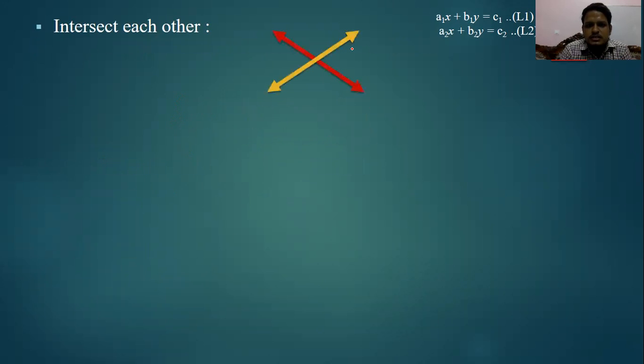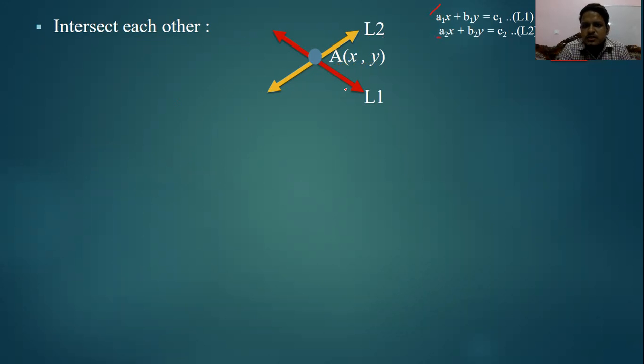Suppose these are the two lines L1 and L2 and these lines are intersecting at this point. Consider this point as A having coordinates x comma y. It means this point A is lying on L1, so this will satisfy this equation, and this point A having coordinates x comma y is lying on L2, so this will also satisfy this equation L2. So from here we can see that this point A is satisfying both the equations L1 and L2. So we can conclude that when lines are intersecting each other, we are getting a single point.